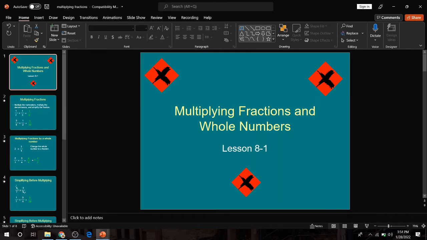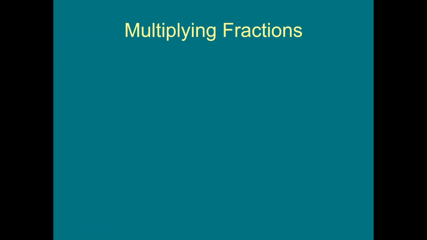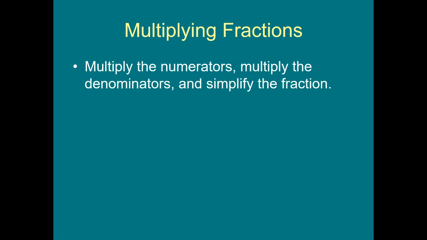Well, we continue to learn about fractions, and we're learning now how to multiply fractions and whole numbers this week. When multiplying fractions simply, we multiply the numerators, the denominators, and then simplify the fraction if necessary. For example, we have 1/2 and 1/3. We simply multiply our numerators, and then we multiply our denominators. There is no simplification needed in this example.